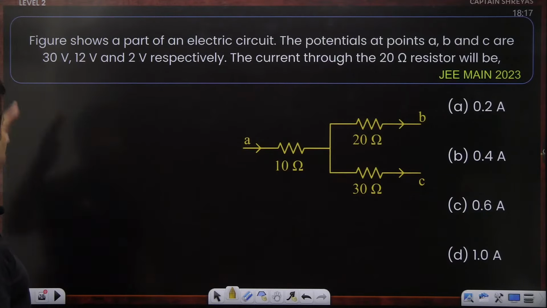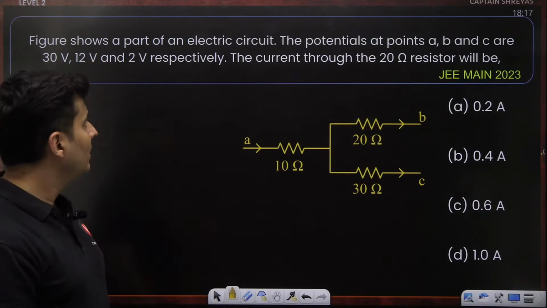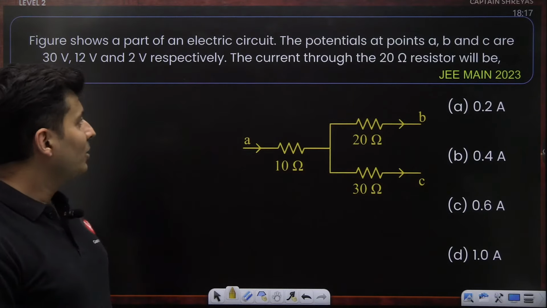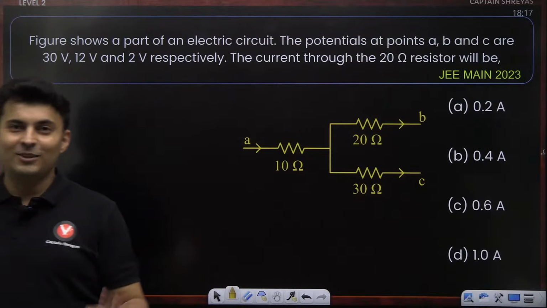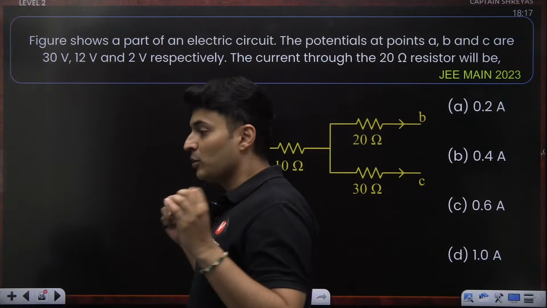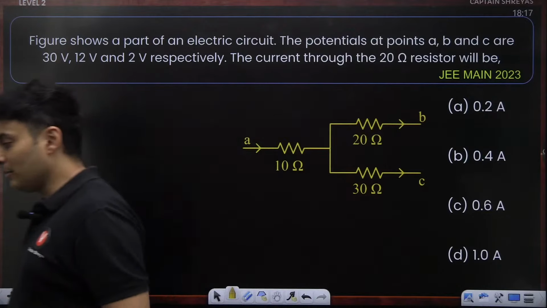Here it is. Figure shows a part of the electric circuit. The potentials A, B, C are marked. Find the current through the 20 ohm resistance. Guys, now this is the question where you use again my potential method. Remember using Kirchhoff's laws with the potential method.